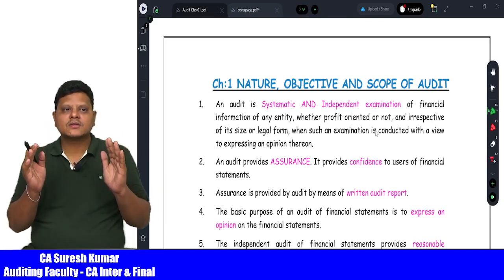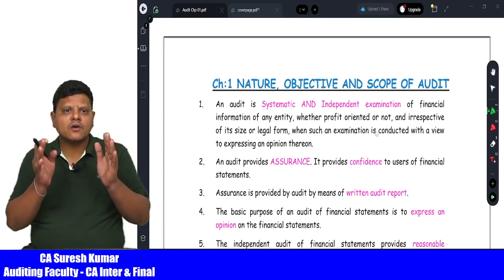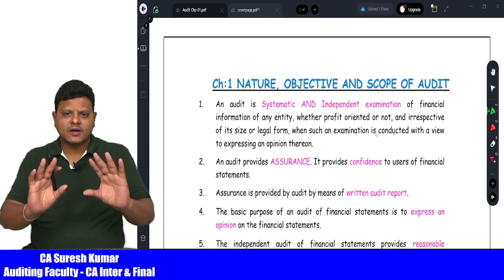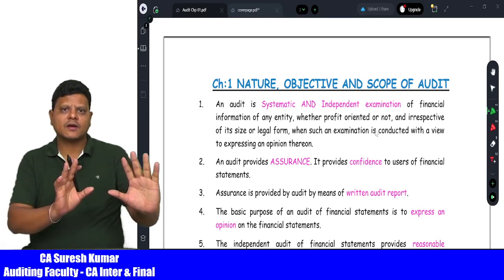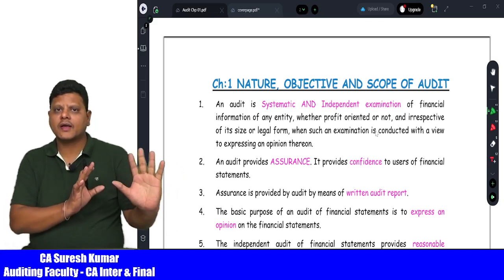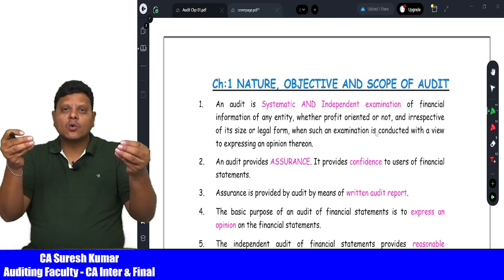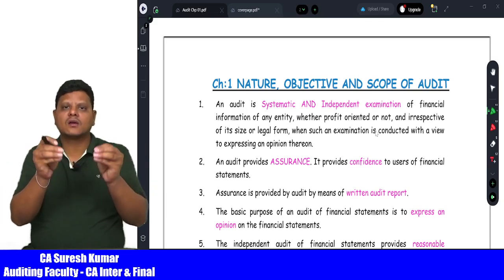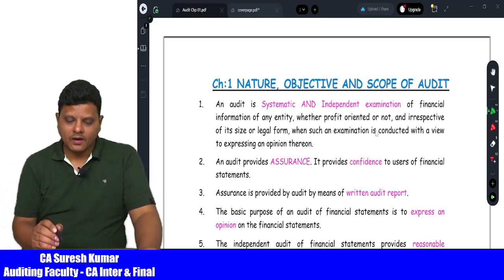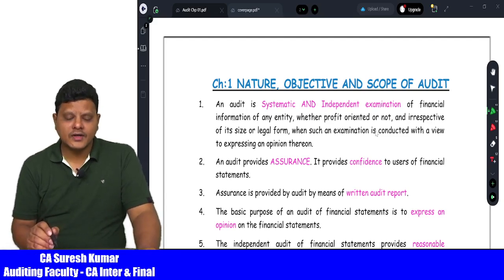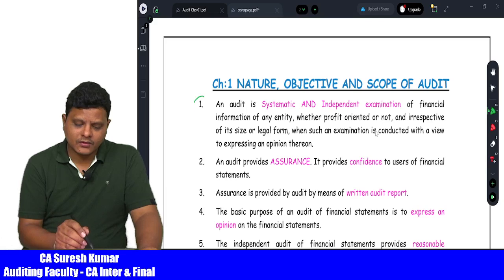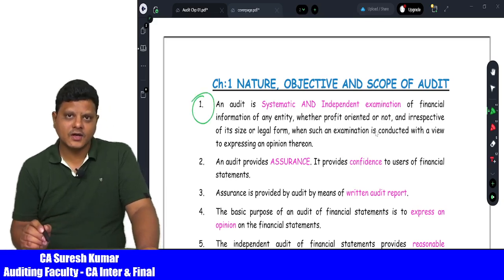Our main focus is just before the examinations: how we can quickly remember the points, and when any question is given in the examination, how to capture the particular point and link the given question for understanding purposes. Now, as far as chapter number 1 is concerned, let us understand the definition of auditing.